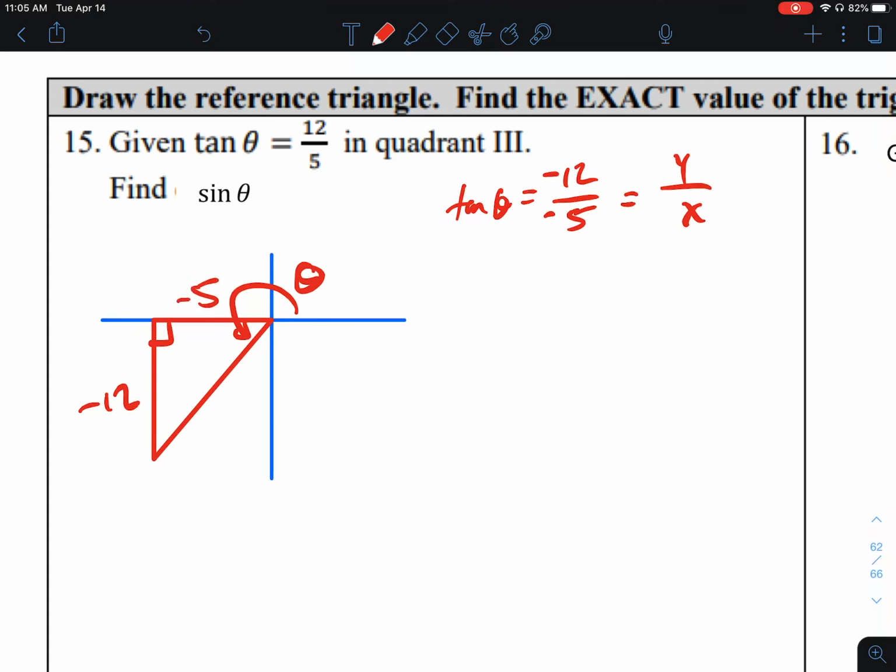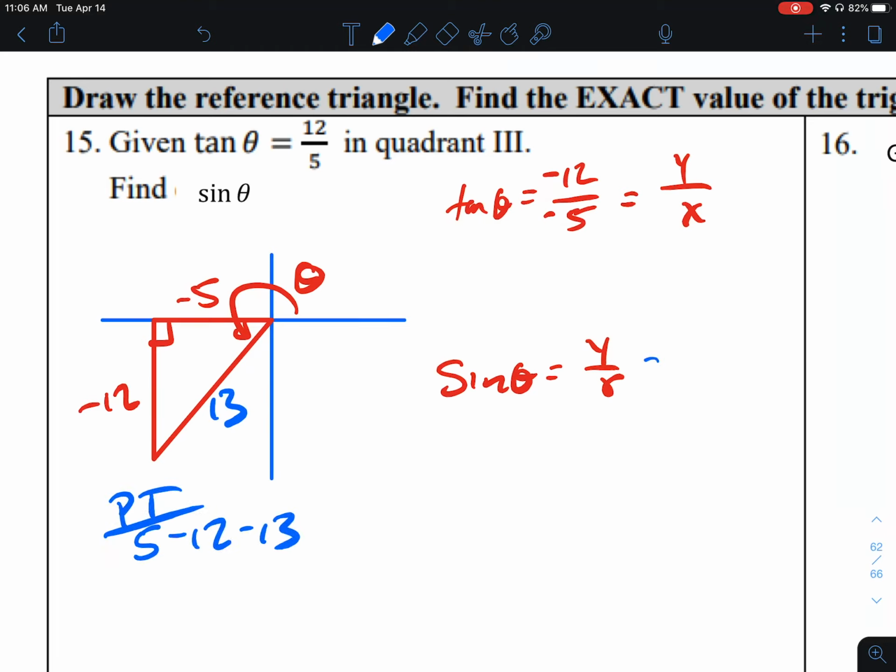We've got to figure out what r is, because we're supposed to figure out what sine of theta is, and sine of theta is y over r. You can use the Pythagorean theorem to figure this out, or if you know your Pythagorean triples, this is a 5, 12, 13 Pythagorean triple, which makes this negative 12 over 13.